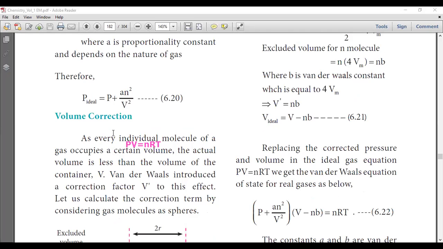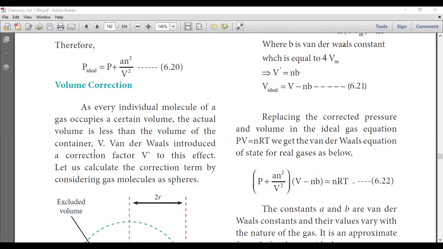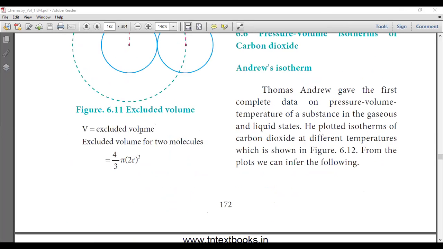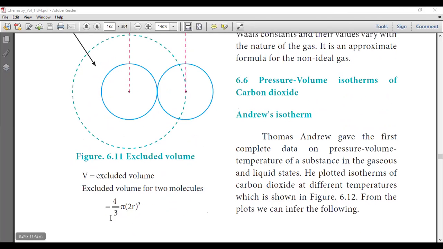Okay, now comes volume correction. See here in volume correction, V will be, that is the volume here, the excluded volume. So how do we represent it? Capital V. Okay. See now, that will be equal to 4/3 pi r³.